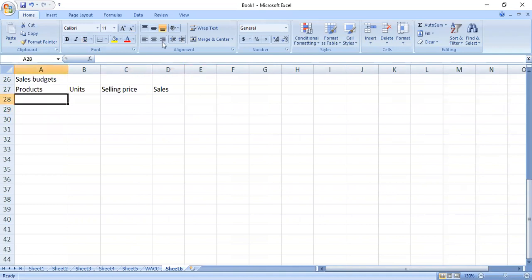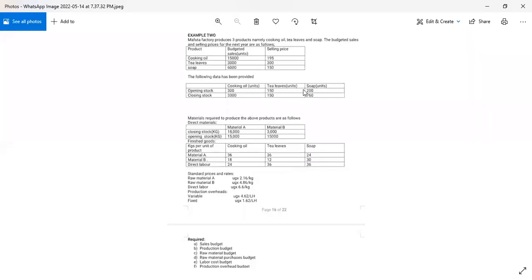Okay, so the products are many. We had cooking oil, I have tea leaves, and the last one is soap. We're interested in the sales, so you're looking out for sales here. You say that Mafuta factory produces 3 products, and they've given you the products, the budgeted sales, and even the selling price. So you bring them the way they are, but what's new is that now you have the total sales.